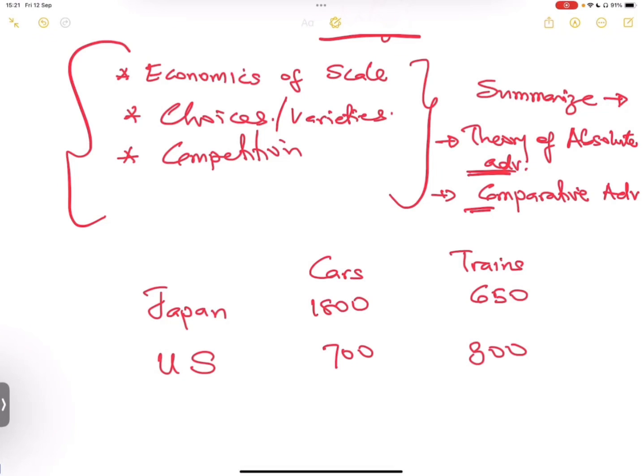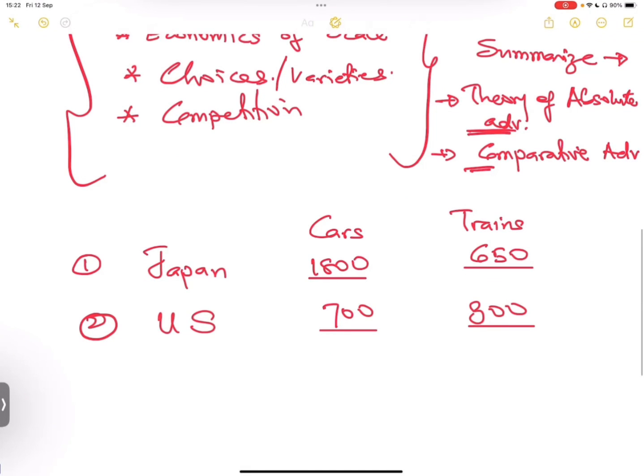And this production that you are seeing, these figures, is limited by the local demand. So this is what they produce for consumption in their countries. So this 1,800 cars is used in Japan, 650 trains used in Japan, 300 trains in the US. That's what they need, and US needs 700 cars. And that's what they produce. So what we are saying here is two economies. This is the first economy, this is the second economy.